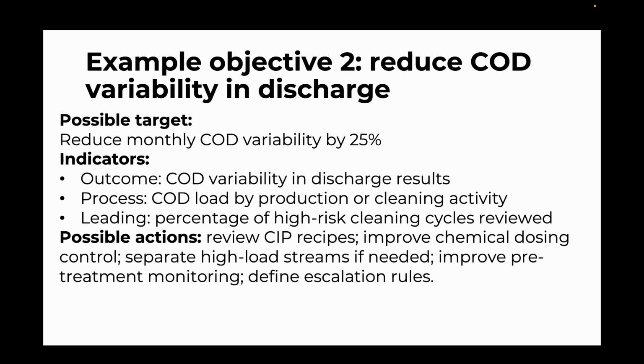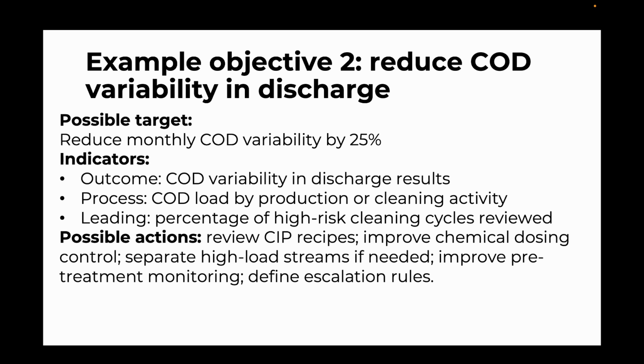Now, a second objective may be to reduce chemical oxygen demand variability in wastewater discharge. So BlueRiver may already be compliant with discharge limits, but if the results are unstable, there is a risk. So high variability may indicate poor process control. It may also create future compliance risk if production volume increases or discharge limits become stricter. The outcome indicator could be chemical oxygen demand variability in discharge results. And the process indicator could be chemical oxygen demand load associated with specific production or cleaning activities. And the leading indicator could be the percentage of high-risk cleaning cycles reviewed.